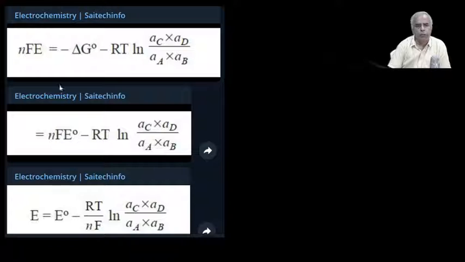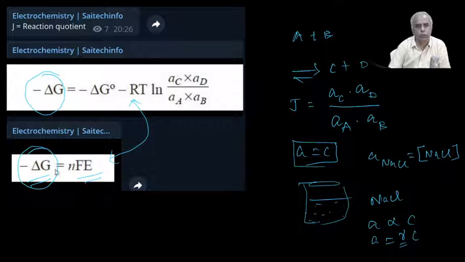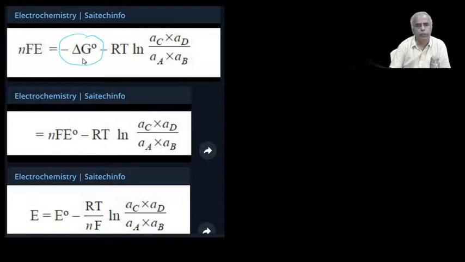Now let us consider the standard states. So you can put G naught, and in that case you have to put E naught. E naught means the EMF or electrode potential in the standard state, and similarly delta G naught is the standard free energy change. Here we have replaced this based on the earlier equation, so minus delta G naught can be equated to nFE naught.